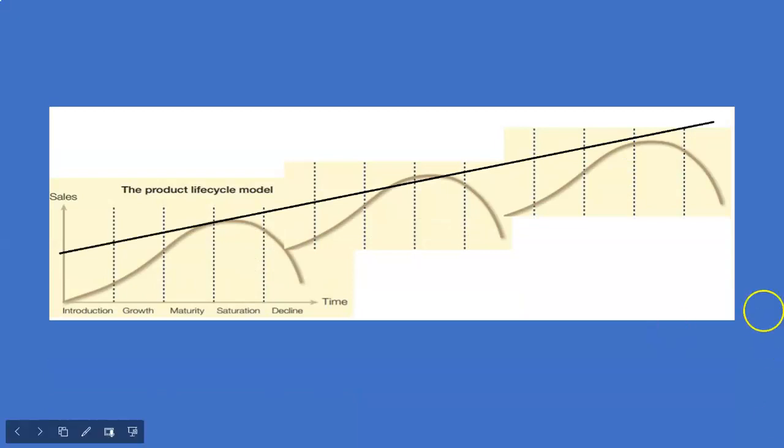Here are 3 diagrams of the product life cycle. That's the increase. That increases over time and goes up, which means products are increasing with more profits and sales in the business profit organization and marketing.